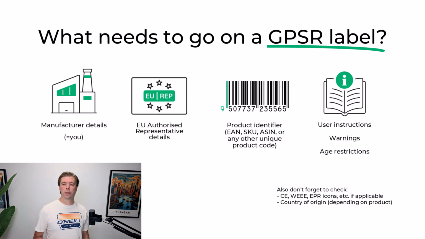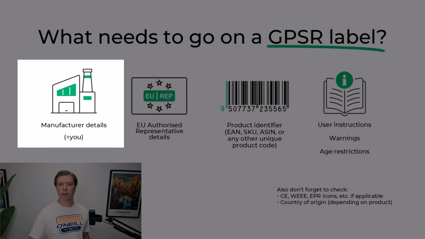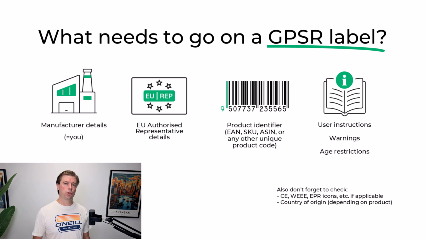So what needs to go on a GPSR label? First of all, start with the manufacturer details. This is probably not your supplier in China, for instance. That is because as a brand owner, you are seen as a manufacturer. So make sure that if you own the brand, your details go on the product.